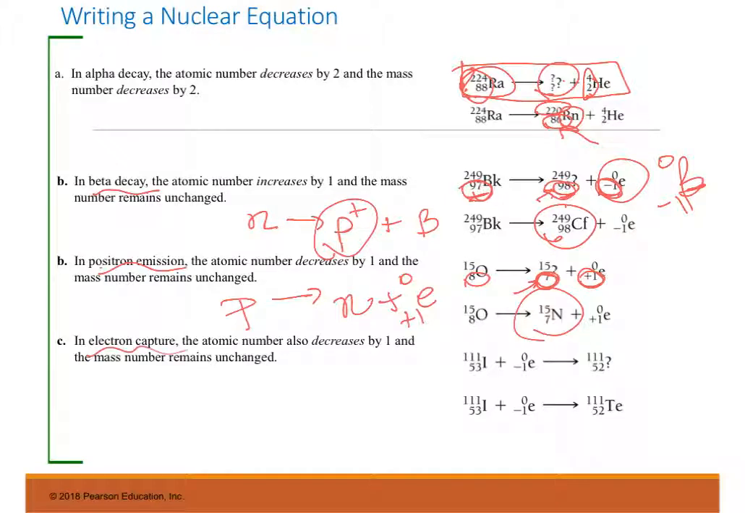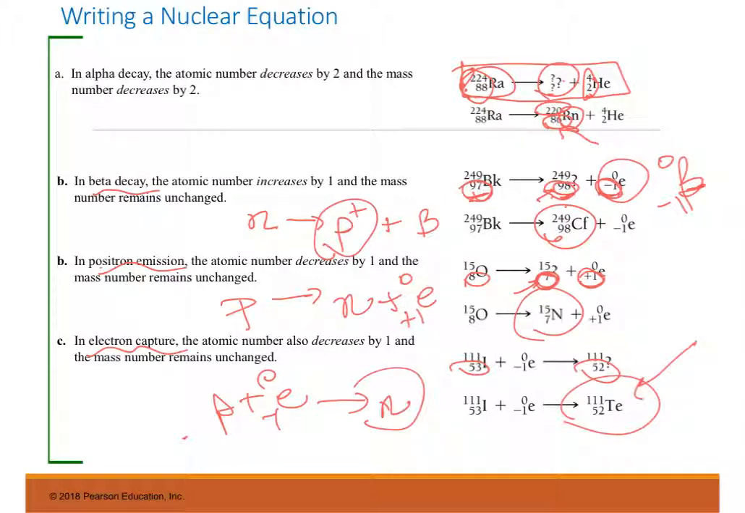And finally, electron capture. That is the complete opposite of beta decay. In this case, you have a proton in the nucleus combining with an electron outside the nucleus to make a neutron. So the number of protons goes down by 1 and the mass stays the same. If you started with atomic number 53, you're going to end up with atomic number 52. Look in the periodic table, that is tellurium.